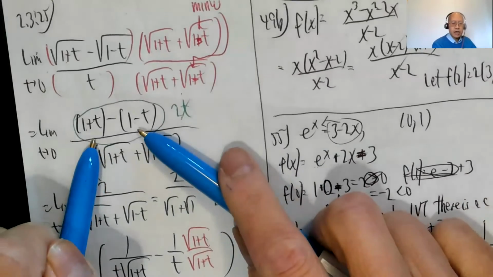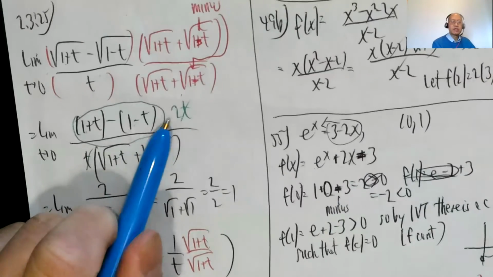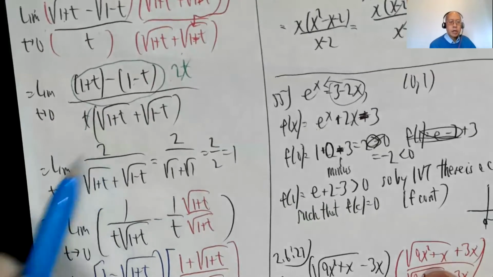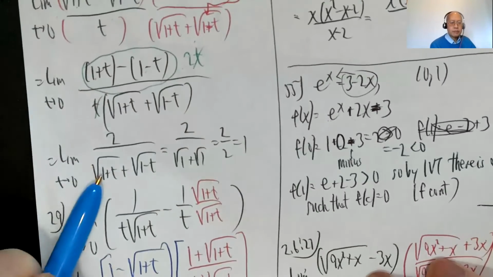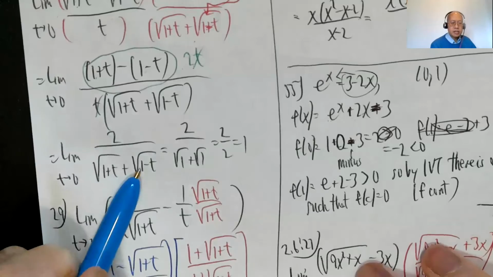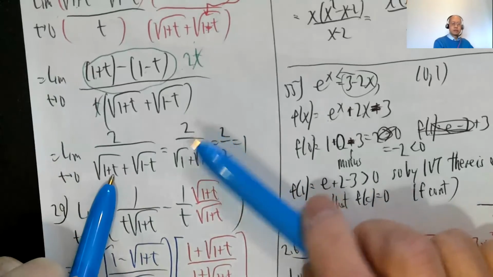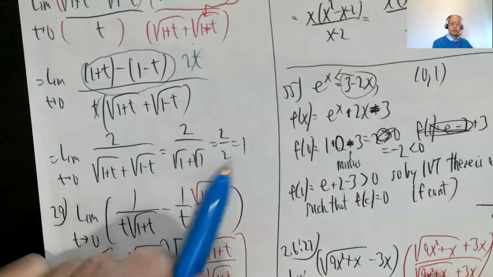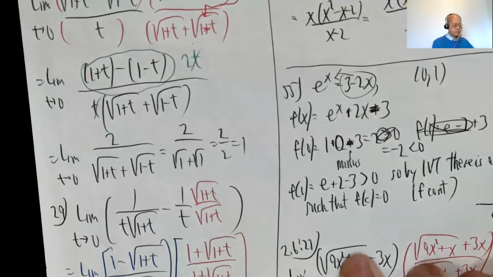Okay, the ones cancel out. I have t minus a minus t, which is 2t. That t cancels that t, giving me 2 over radical 1 plus t plus radical 1 minus t. Now I can plug in 0. So put a 0 there, 0 there. 2 over radical 1 plus radical 1, 2 over 2, which is 1.